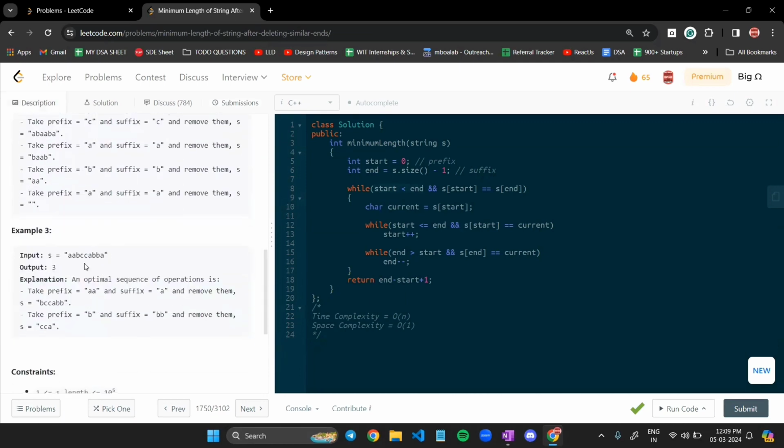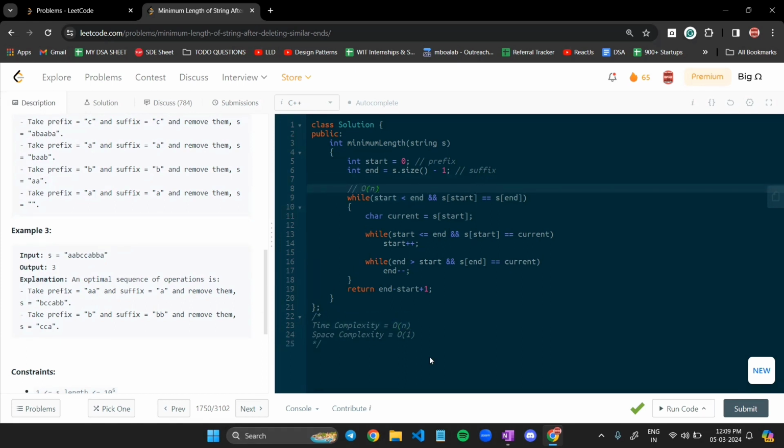We are using the start and the end pointer to traverse this entire string, as the start is moving from left to right and the end is moving from right to left. So the total time complexity would be order of n, because we are going to iterate over the complete string. And the space complexity is order of 1. Why? Because we are not using any extra space from our end.